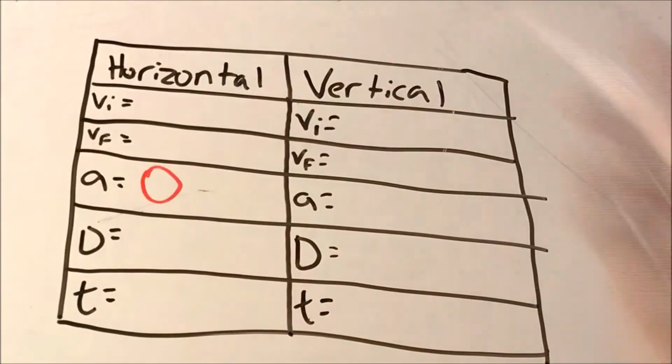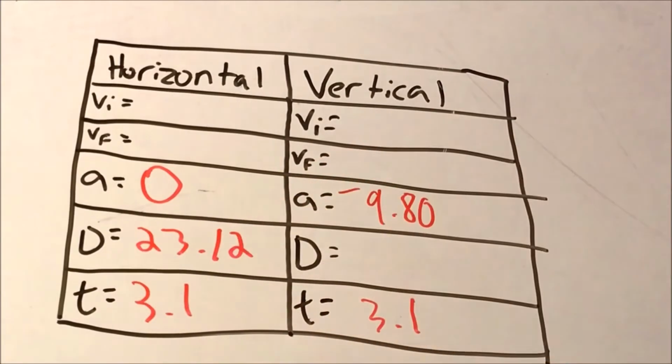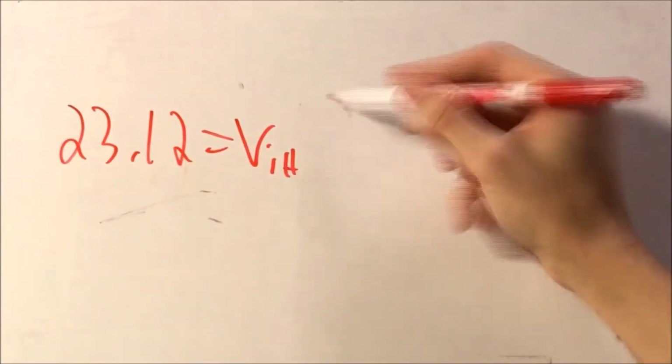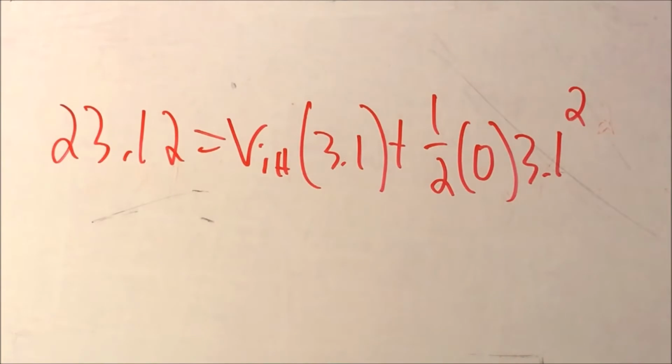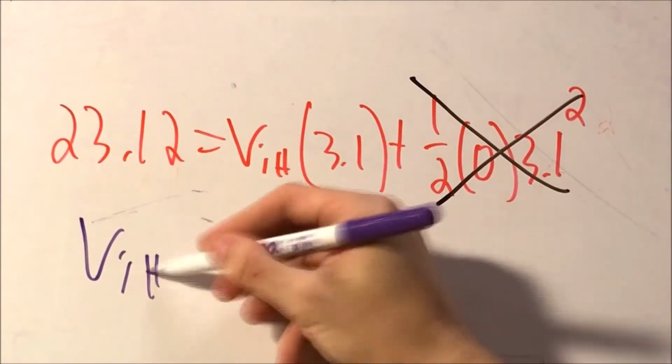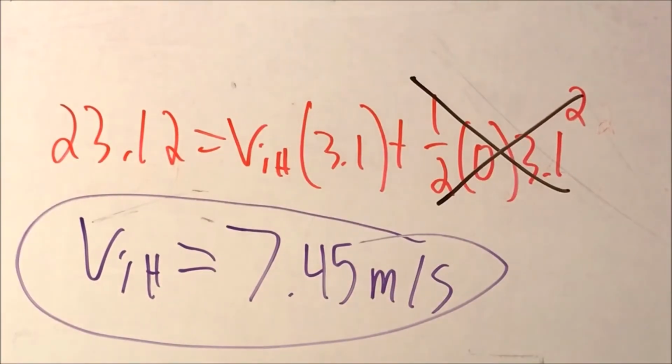We then completed another Andrews chart where the accelerations are the same, however time is 3.1 seconds and horizontal distance is 23.12 meters. To find horizontal velocity, we use the same equation as for the amateur. We use 23.12 equals v_ih times 3.1 plus 1/2 times 0 times 3.1 squared. Since acceleration is 0, the second half can be ignored to get an answer of v_ih equals 7.45 meters per second.